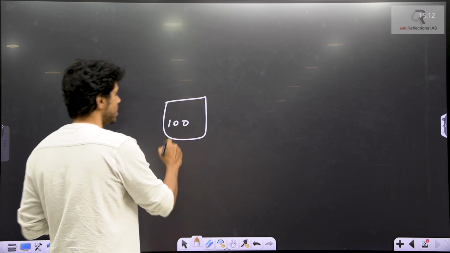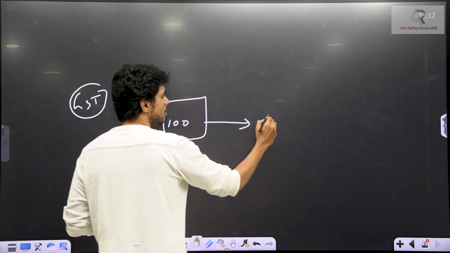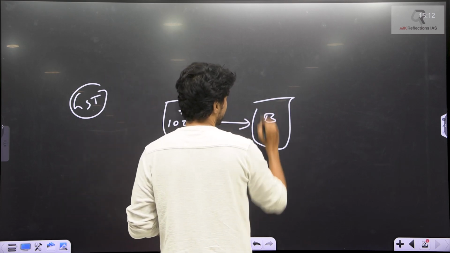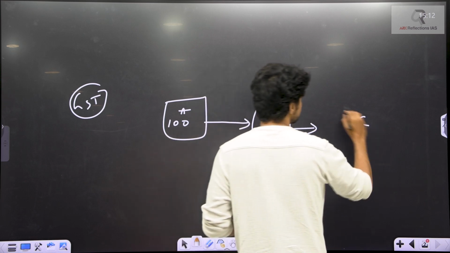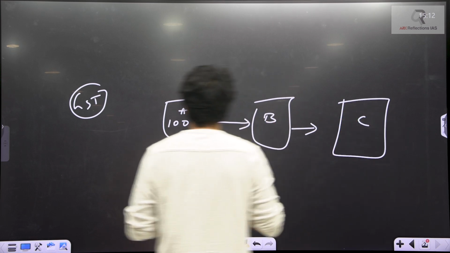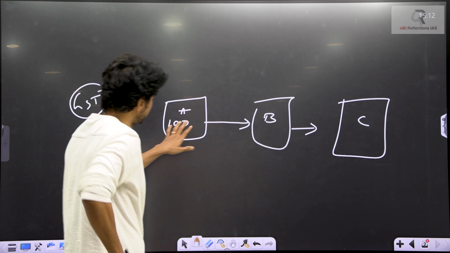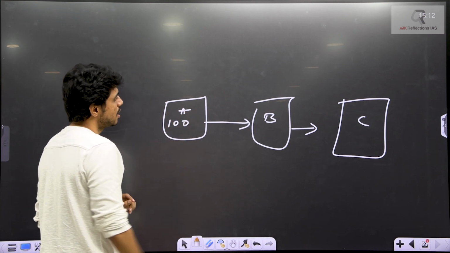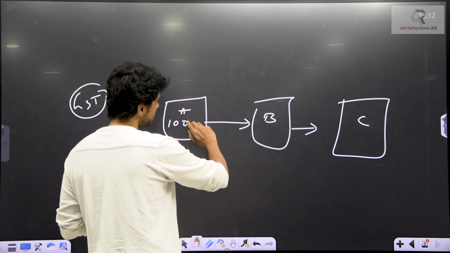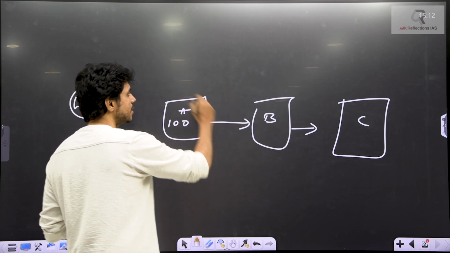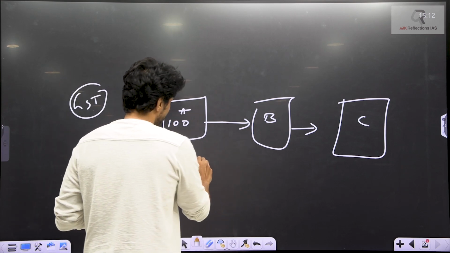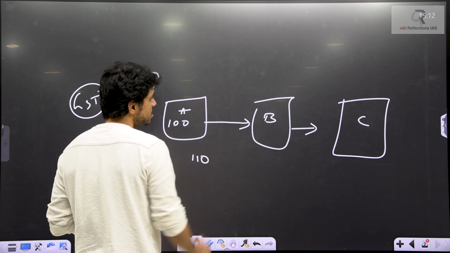Suppose person A has procured the raw material. Let's say this is A, this is B, and this is C. A has purchased the raw material, this is 100 rupees. Now B is purchasing from this person, and they are paying tax, let's assume the tax is 10%. Now the price becomes 110 rupees.